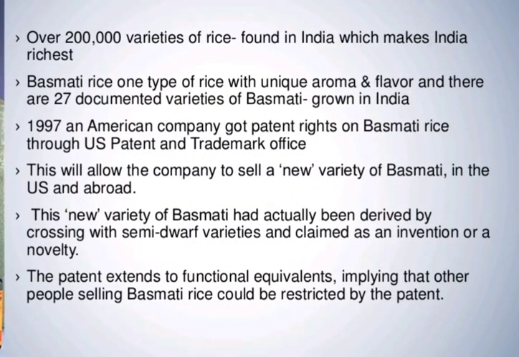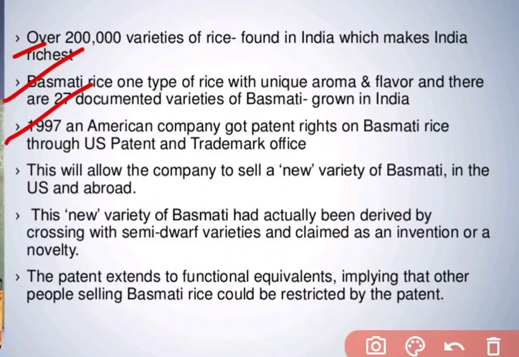And next we are coming to some examples. So what are the examples? Over 2 lakh varieties of rice are found in India, which makes India the richest. Basmati rice, one type of rice with unique aroma and flavor, and there are 27 documented varieties of basmati grown in India. So that is grown in India, and 27 documented varieties are there.